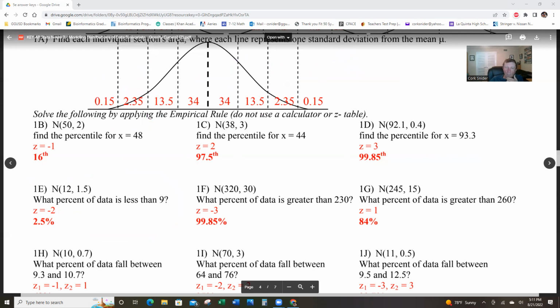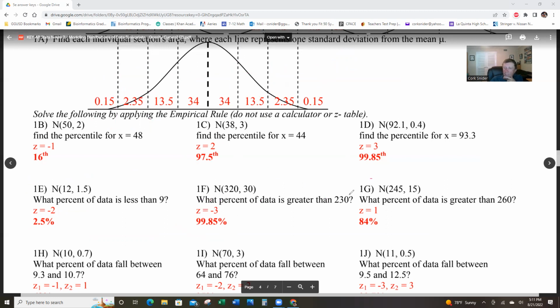And 1F, what percent of the data is greater than 230? Greater than 230. If you go 320 minus 33 times, you'll get 230. That's a z-score of -3. That is way down here. Okay? And as you can see by the chart, greater than that's going to be all the way this way. That's about 99.85%.